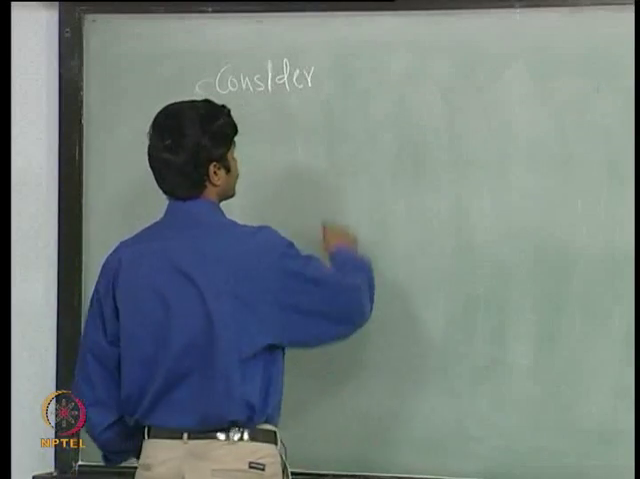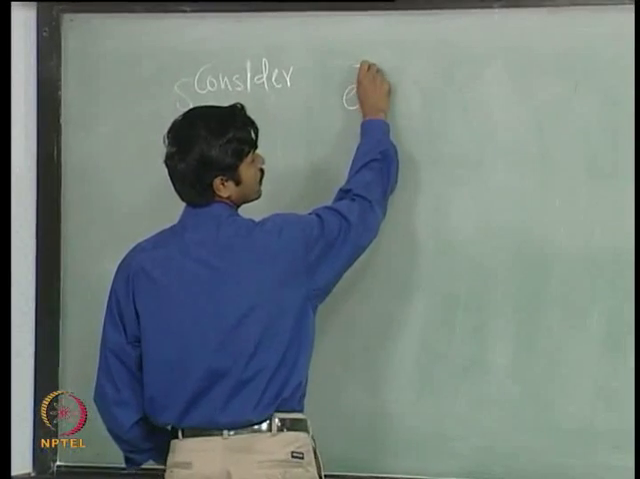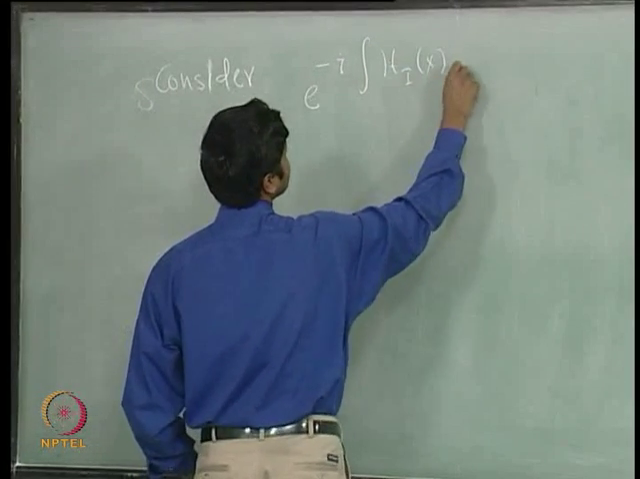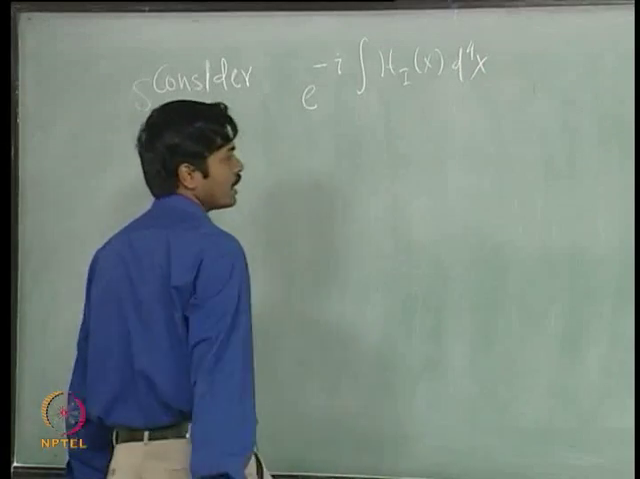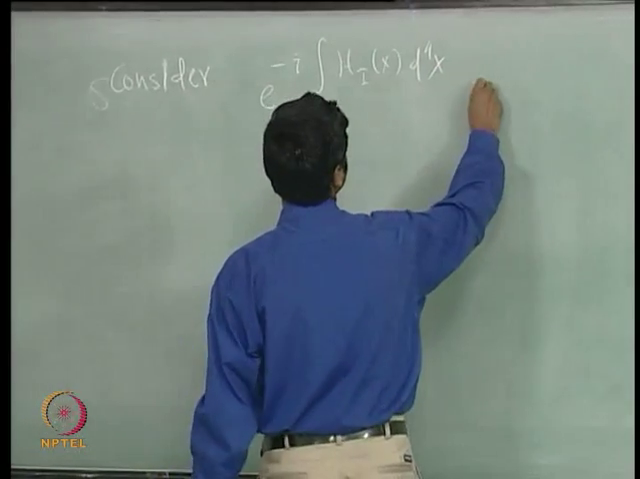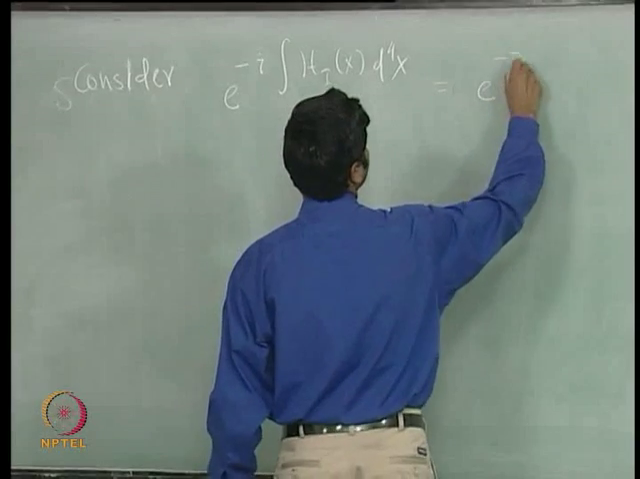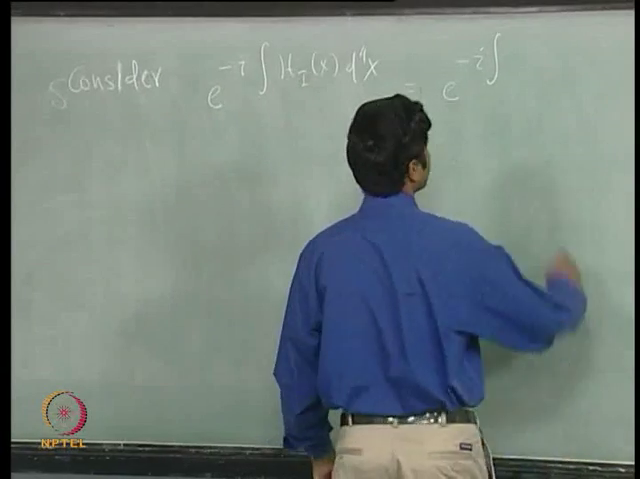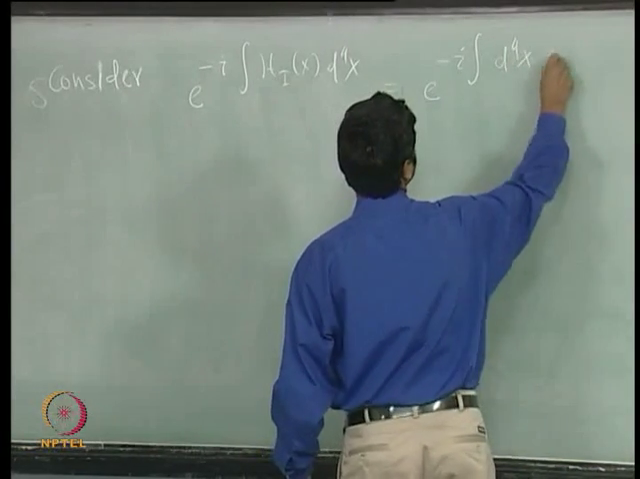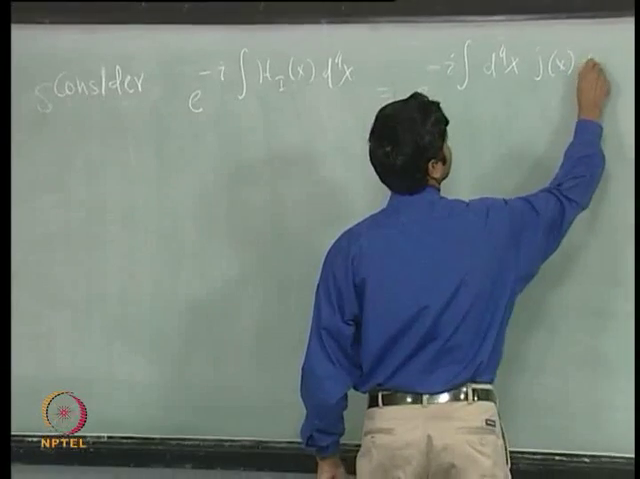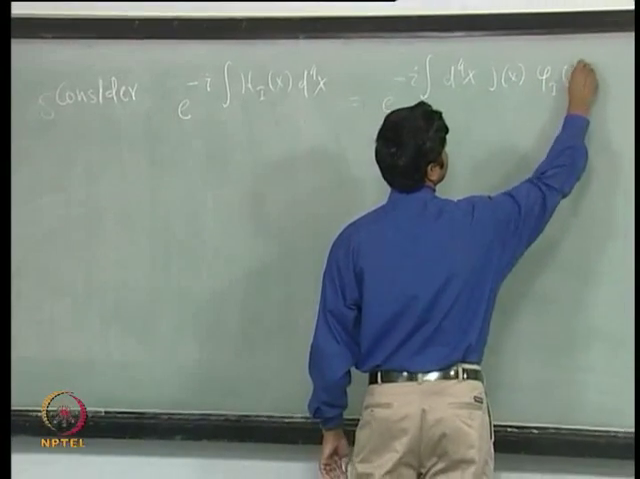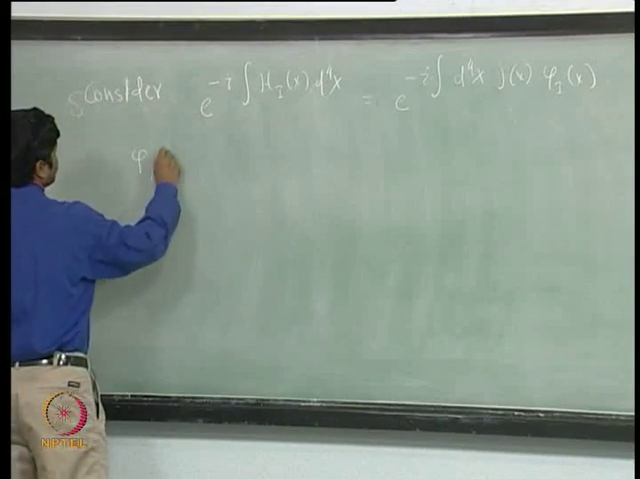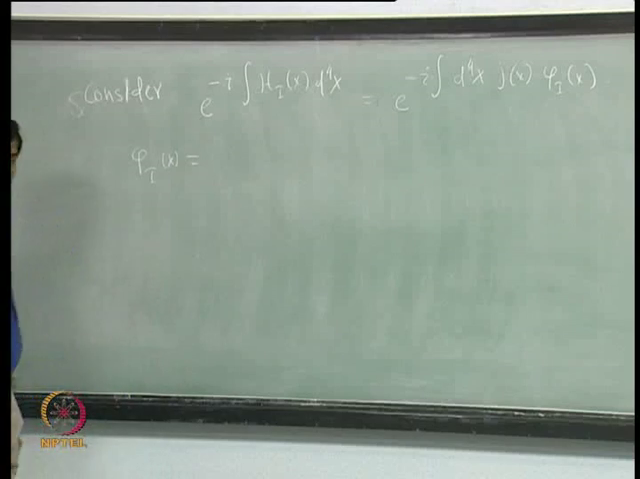So, consider the first term, which is e to the power minus i integral H_I of x d4x, and for our interaction this is e to the power minus i into integral d4x j of x phi_I of x. This quantum field phi_I can actually be written.